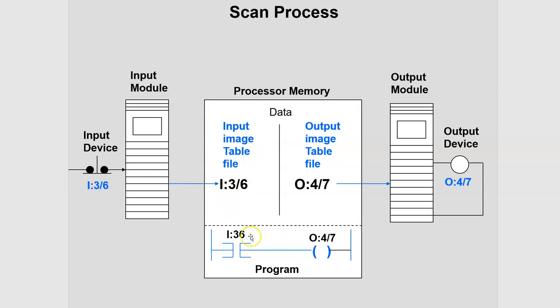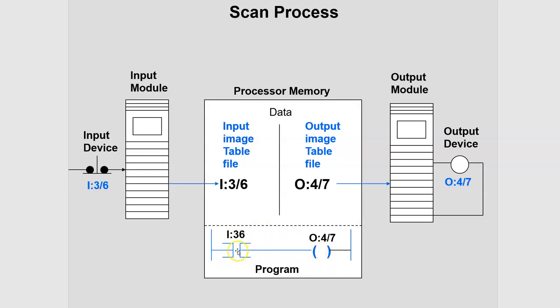Down here is the user program section of memory. This is the program that you wrote. And what you do, you'll use these instructions: the instruction set, examine if closed, the output energized, examine if open. You use these instructions and logic to determine how you want the program to perform.